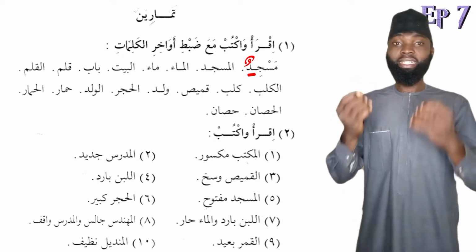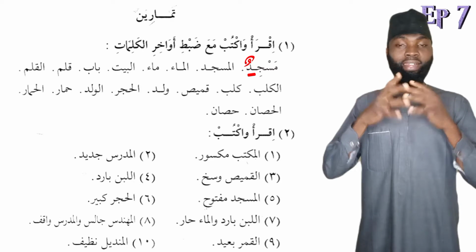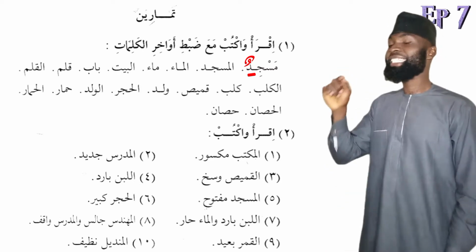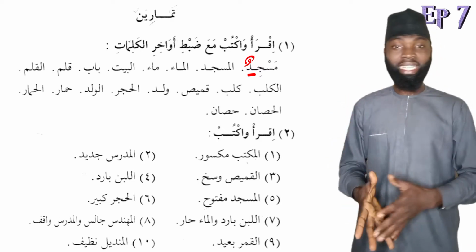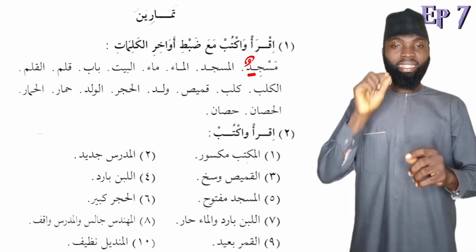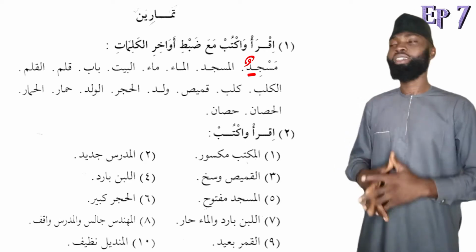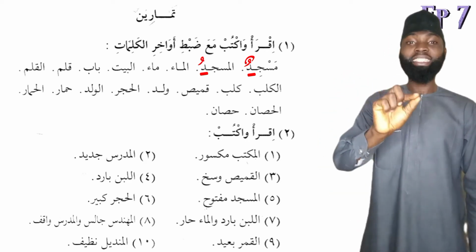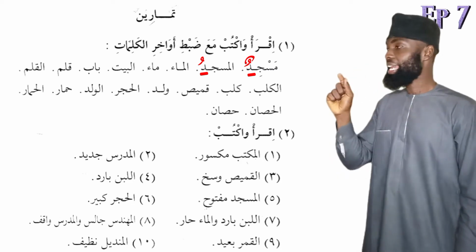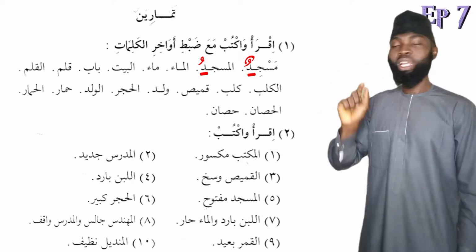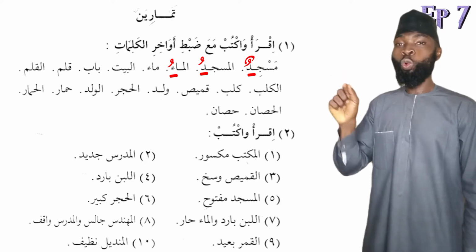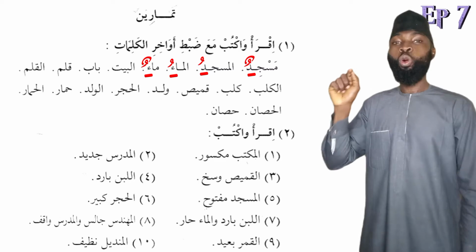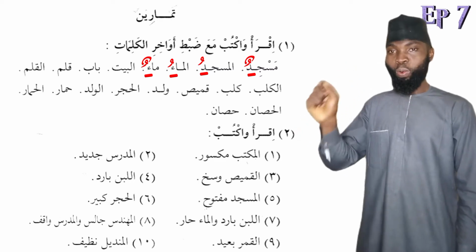Why masjidun? Because it has no article, alif and lam. So this is an indefinite word. So we have masjidun. An indefinite word, as we have said, should end with tanween, double dhamma, mashallah. So then the next word, al-masjidu, not al-masjidun, as we said in our last session. Al-masjidu, mashallah. Then we have al-ma'u, al-ma'u. Then we have ma'un, ma'un.